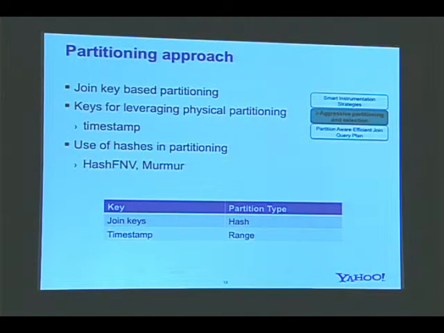We tried a lot of partitioning approaches. In the end, we went with a mixed approach where we do hash partitioning on the join keys, but we do range partitioning on the timestamp. So we mix both hash and range. The hash key that we build is built in such a way that we get uniform distribution. We have tried hash FNV, and we can try murmur, but in production we use hash FNV because this combined key is more of a string, and hash FNV gives us a very good distribution.